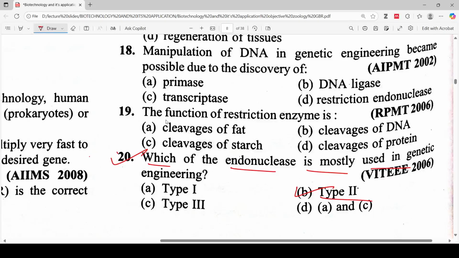Next question. The function of restriction enzyme is option A, cleavage of fat; option B, cleavage of DNA; option C, cleavage of starch; option D, cleavage of protein. So the correct answer is option B, cleavage of DNA. Next question. Manipulation of DNA in genetic engineering became possible due to the discovery of option A, primase; option B, transcriptase; option C, restriction enzyme; option D, DNA ligase. So the correct answer is option D.